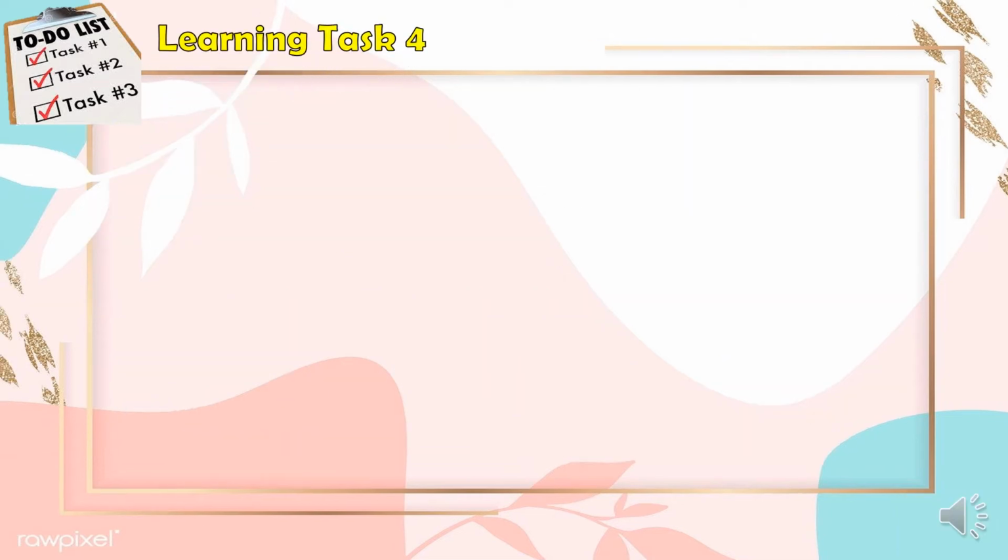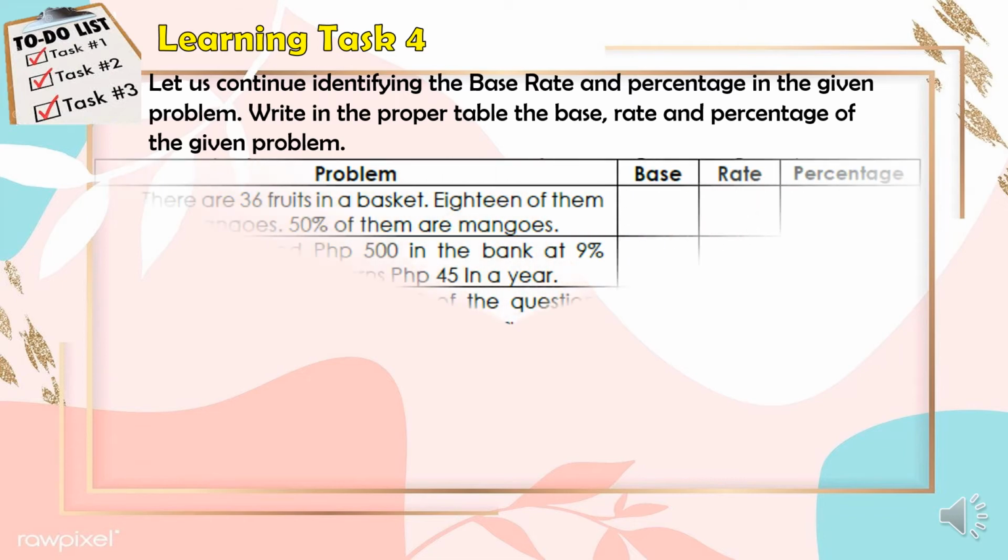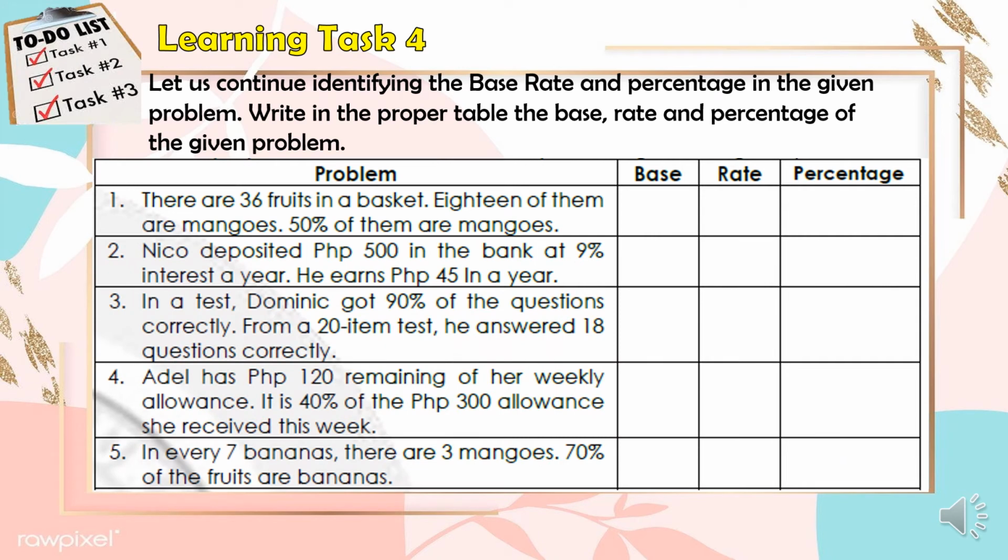Let us now answer learning task 4. So let us continue identifying the base, rate, and the percentage in the given problem. Write in the proper table the base, rate, and percentage of the given problem. So here is the table.